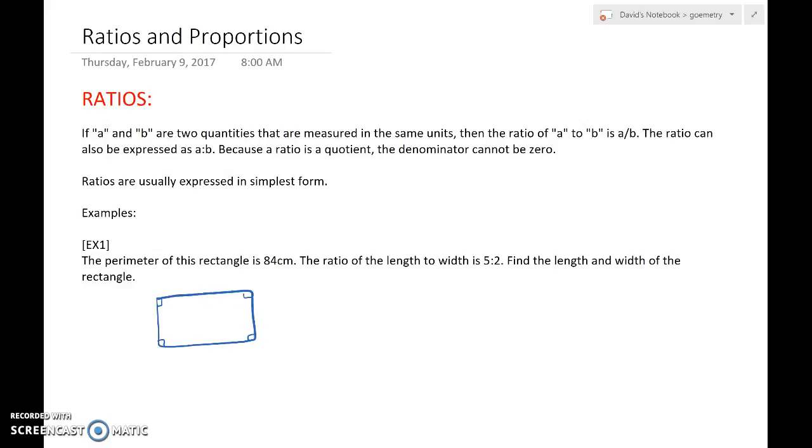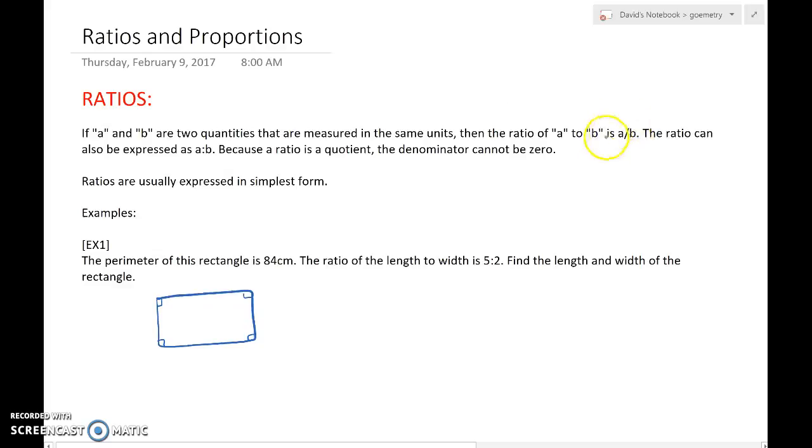First off, ratios. Basically, the definition of a ratio is if A and B are two quantities that are measured in the same units, and that is extremely important, that same units thing right there, because they have to be the same units. In the example, you might have feet and inches, and you have to convert everything to inches or convert everything to feet. You can't compare two things unless they are in the same unit. And if they are the same unit, then the ratio of A to B is A over B.